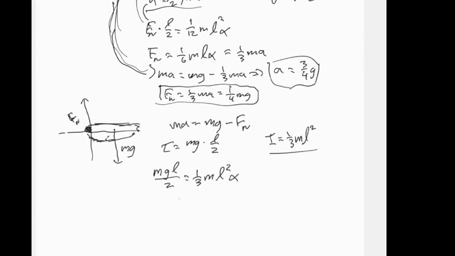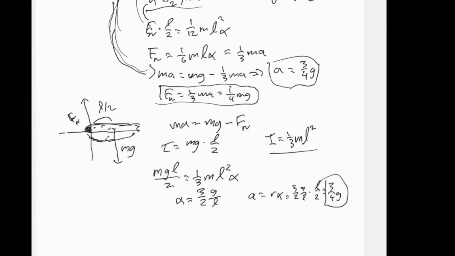And we can immediately get that alpha is going to be 3/2 times g over L. Okay, so now what's the acceleration of the center of mass? Well, our acceleration here, that's just our alpha. Our center of mass is a distance L over 2 from our pivot. So this is 3/2 g over L times L over 2, or 3/4 g.